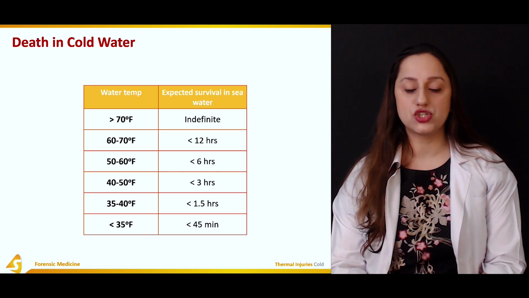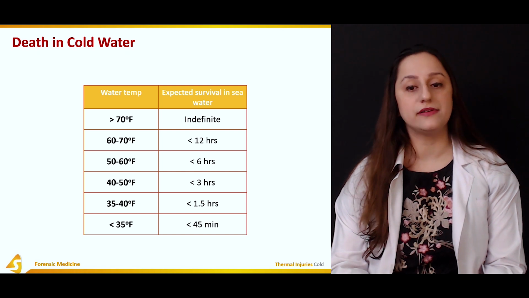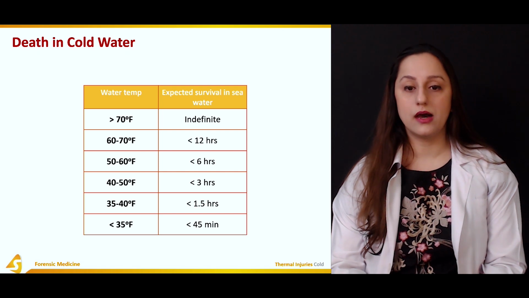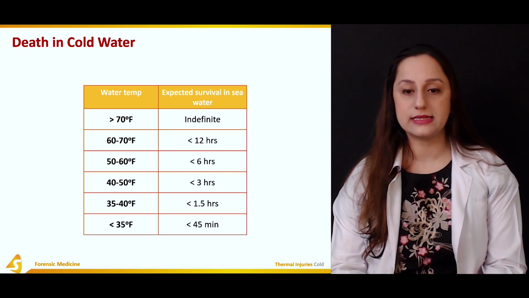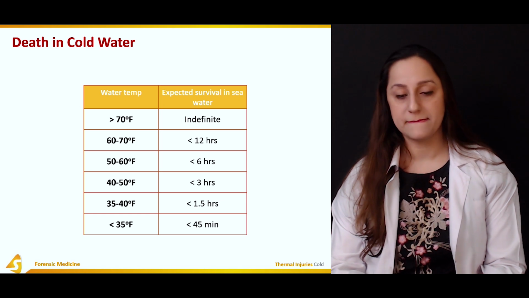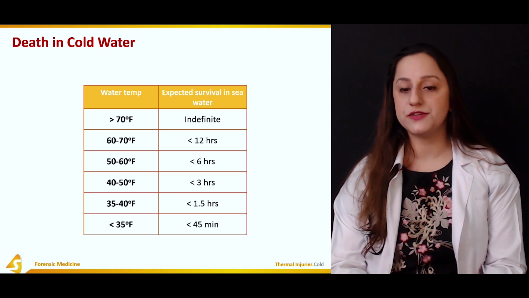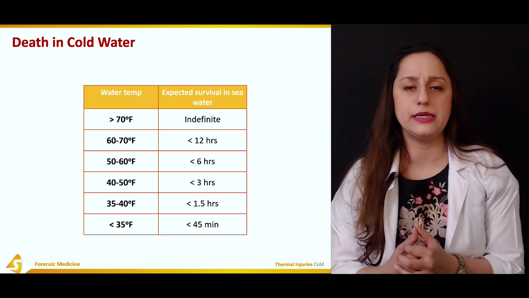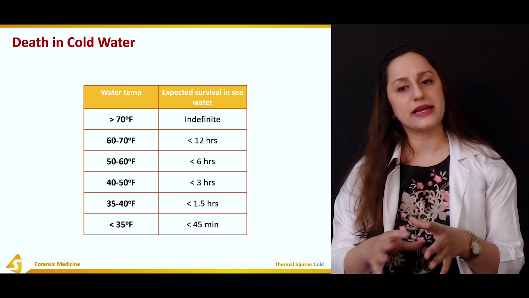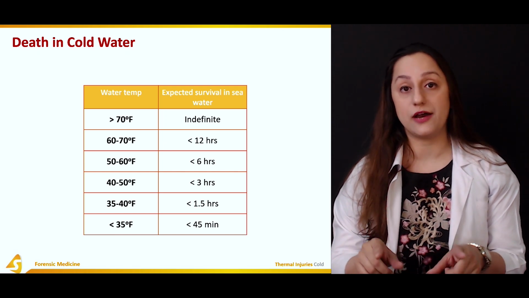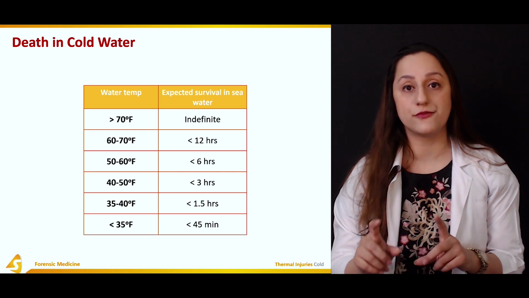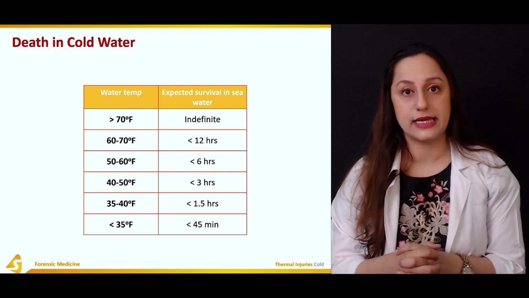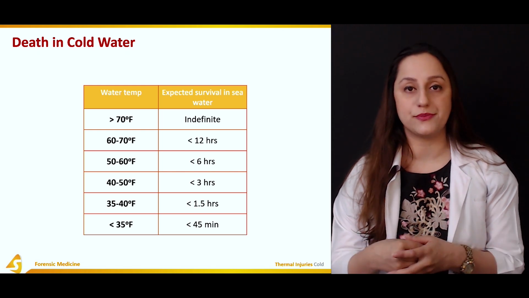Now, this is a chart showing the survival time. Now we're going to see the trend. Let's just go through it. When the temperature is more than 70 degrees Fahrenheit, the period of time is indefinite. That means that if the water is warm enough to keep you warm, then the expected survival time in seawater especially, it is very specific to seawater, not river water, not flowing water, where a lot of other injuries can cause death, is indefinite.